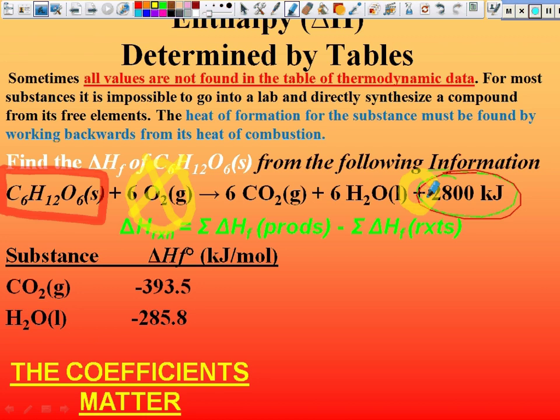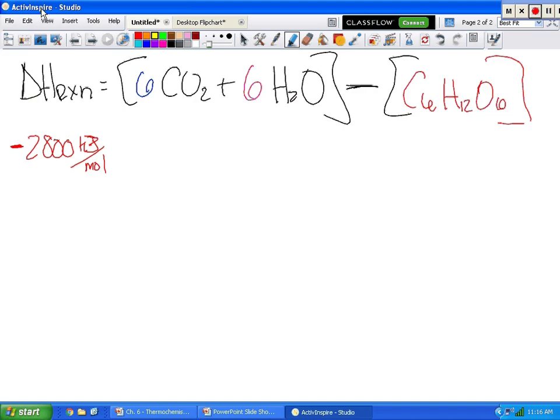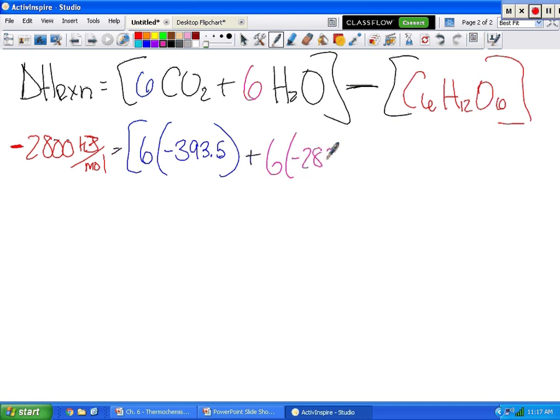All right. Now, I am going to need your help on this next part because I can't see the numbers. All right. So, I've got 6 times what's carbon dioxide? Negative 392.5. Negative, my bad. Negative 393.5. I'm used to it. Plus, what is water? Negative 285.8. And what am I going to be subtracting?